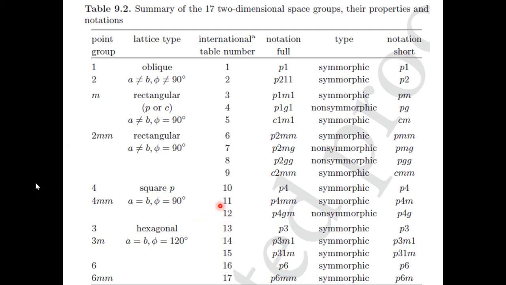So this is the point group notation in the Hermann-Mauguin notation. I'm going to review some of that today. So when you have 2 here, it means a twofold axis. When you have m, it means a mirror plane. 4 is a fourfold axis. 3 and 6 are threefold and sixfold axes. And these are the notations of the space groups, and they have both a full notation and a short notation.